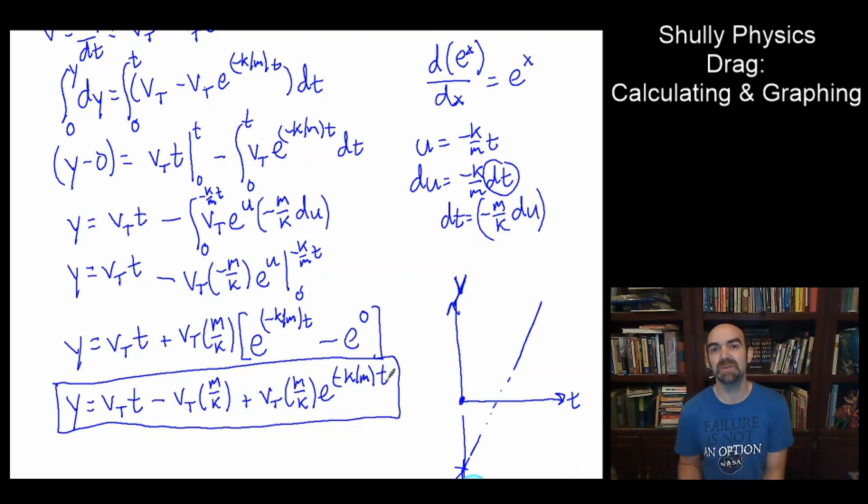As t approaches a large amount, this e to the negative term here is going to make this whole term become less and less significant and approach 0. So after a long period of time, this term will disappear, and we're going to end up with a function that is essentially just that. So we're going to start with a 0, and it's going to transition into a straight line.